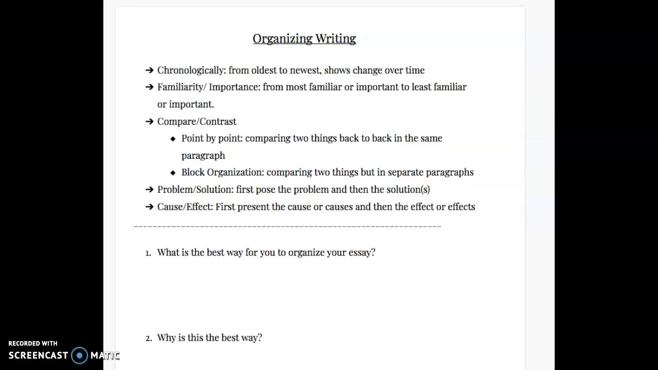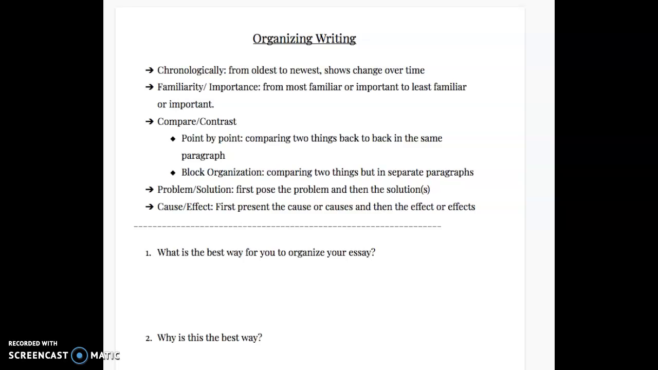Okay, so we have been exploring our topic about writing. We talked about ethos, logos, and pathos and how you're going to incorporate that. We've read some articles about your topic. You came up with a claim and a counterclaim. So now we're going to talk about different ways to organize writing.